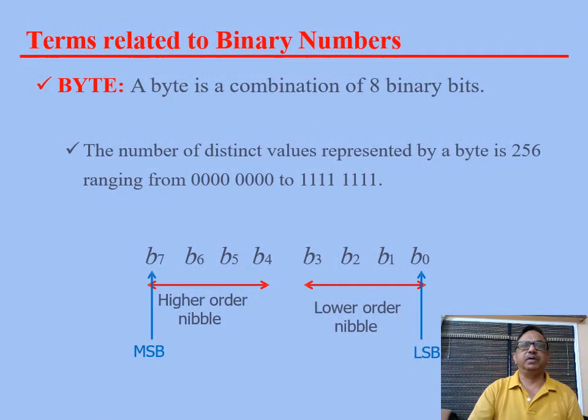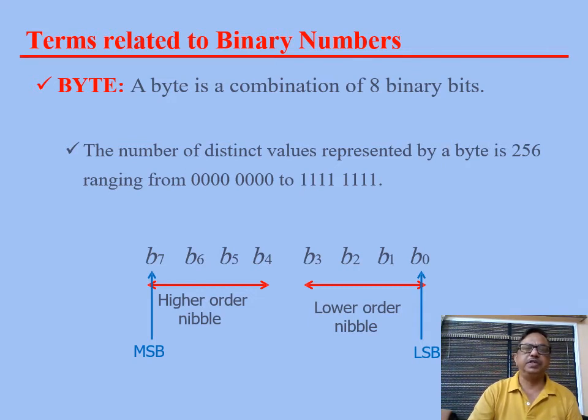Then the next term is known as byte. A byte means a string of 8 bits, or a combination of 8 binary bits. The number of distinct values represented by a byte is 256, ranging from 00000000 to 11111111. So in this range there are 256 combinations of 0s and 1s.